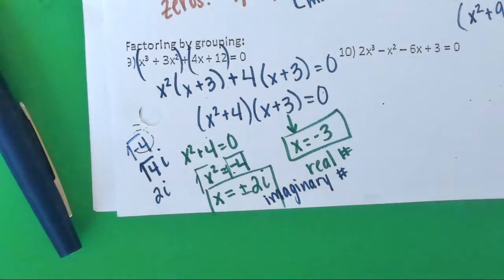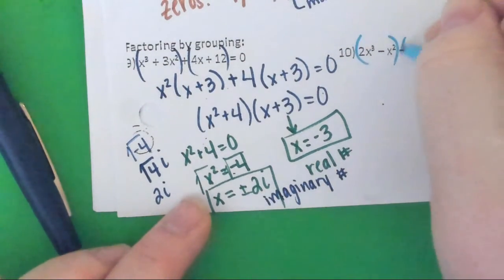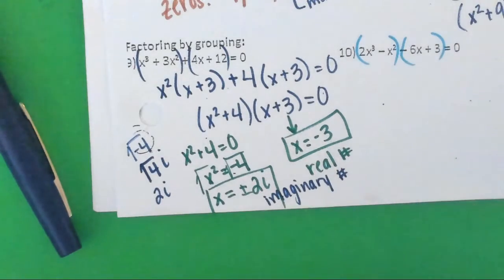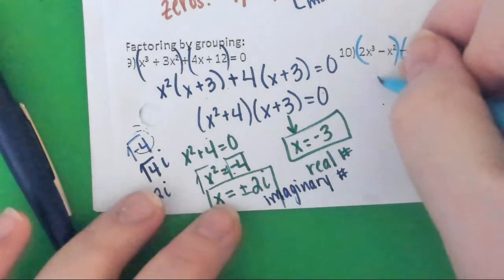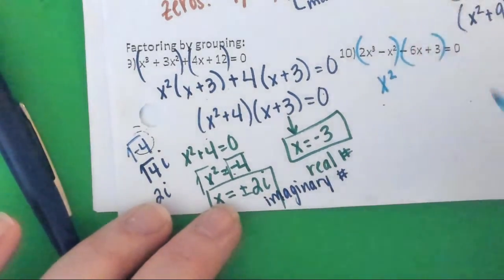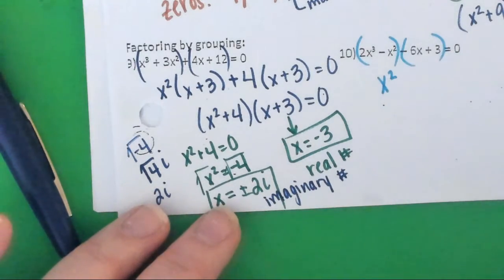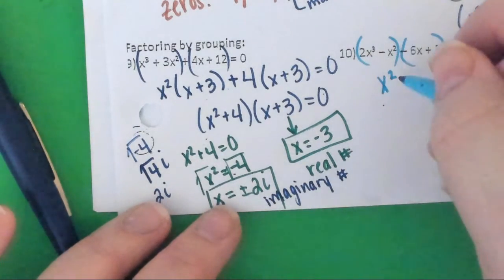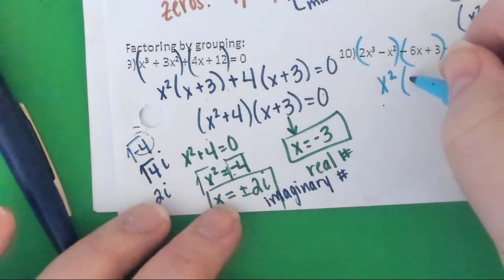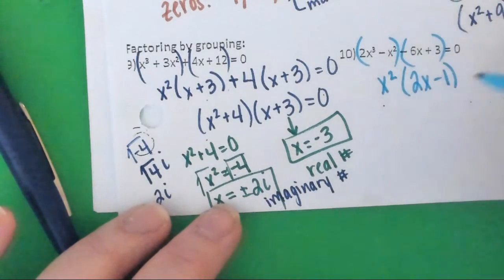Okay, so let's handle the next one. Same sort of thing, we've got to put them in groups. What do we factor out of that first group? X squared. If we factor out an x squared, we're left with a 2x minus 1.